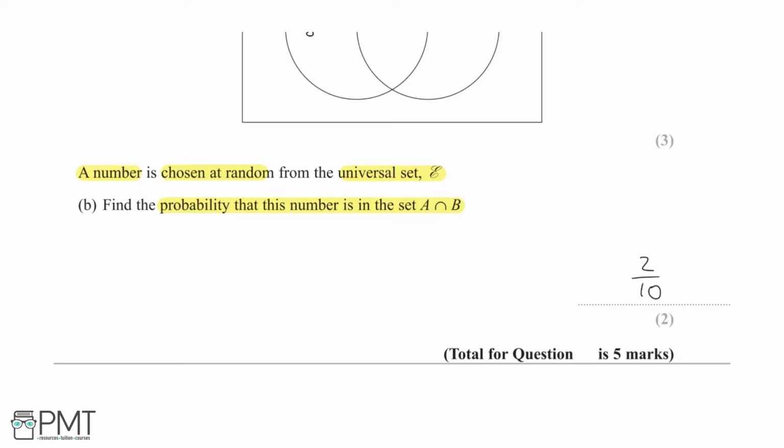The first mark comes from either getting 2 as being correct or 10 as being correct. So if you've got 2 over some other number, you get 1 mark. If you've got 10 over some other number, you get 1 mark. Your second mark comes from a fully correct answer of 2 over 10. So as we have done here, we get 2 marks like this.